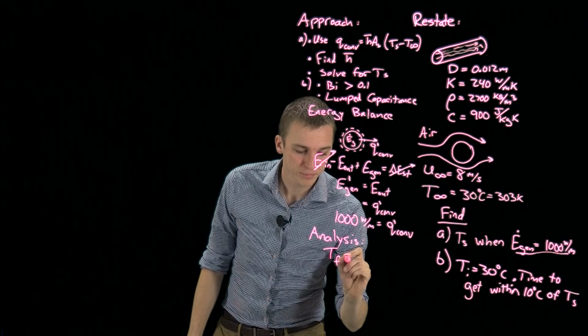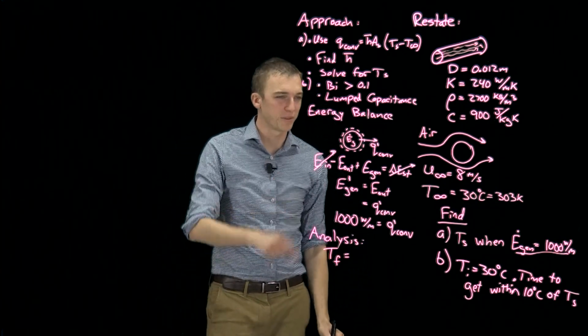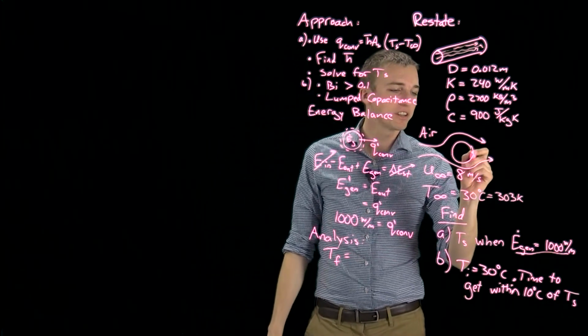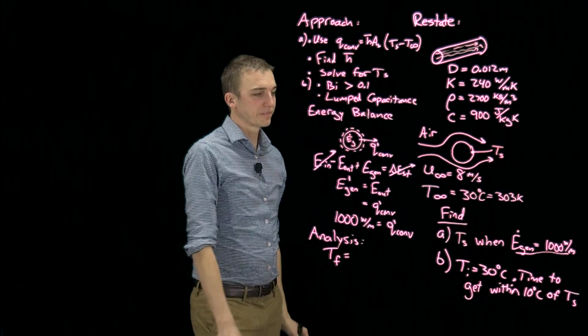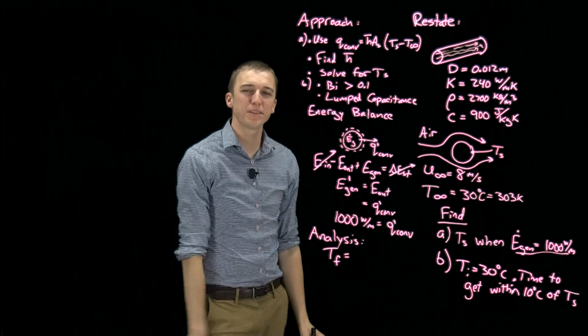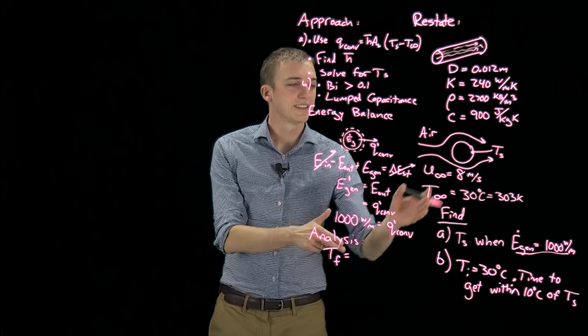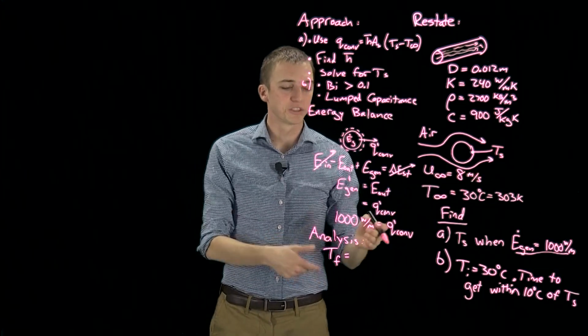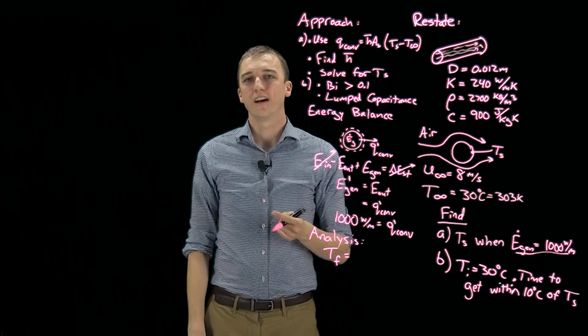And anytime we look up properties, we need to know the film temperature. But we have a problem. We don't actually know what the surface temperature is here, correct? That's what we're looking for. So how do we find the film temperature? Well, in reality, what we would do is guess T surface, and then we would solve for T film and look up properties. And that's what we're going to do today.